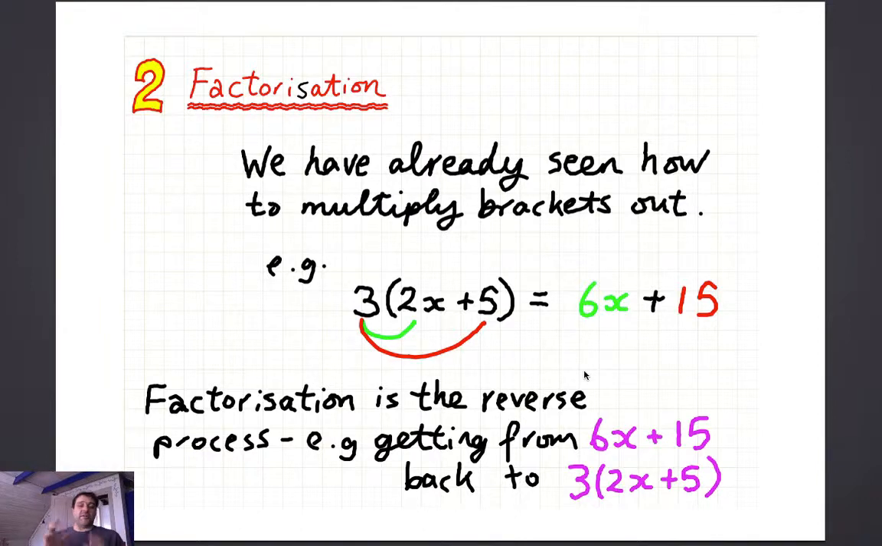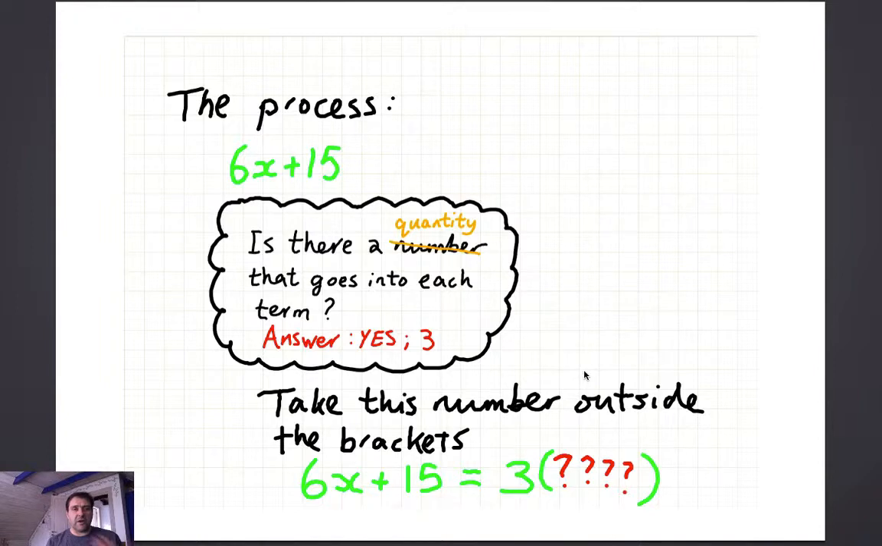So in other words, writing it as two factors, two or more things multiplied together to make the quantity we start with. So the process, 6x plus 15, we need to ask ourselves, is there a number, or indeed a quantity, that goes into each term? And in this case, there is a number, which is 3, because 3 goes into 6x, you can divide it by 3, and 3 goes into 15, you can divide it by 3. So we take that number outside the brackets.